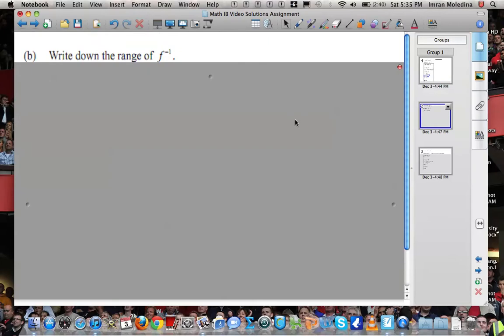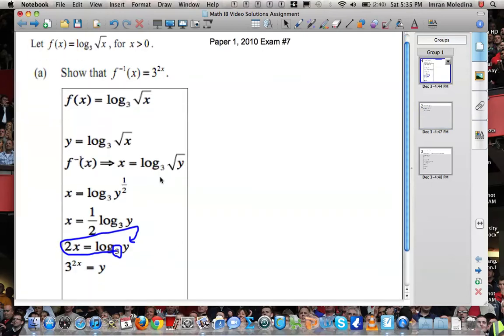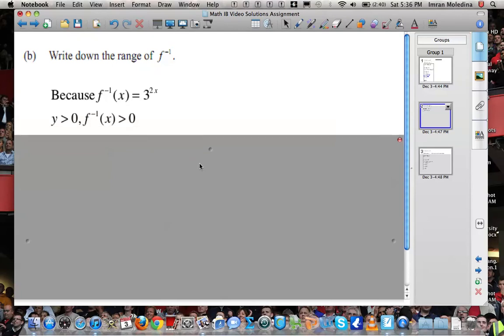Now moving on to part B, it says write down the range of the inverse function f to the negative 1. So because, as we know from the previous question, the inverse function equals 3 to the power of 2x, because it's an exponent form like that, no matter what x is, y will always be positive. So the answer therefore has to be y must be greater than 0, so the inverse function of x must be greater than 0, because no matter what number you have here, whether it's positive, negative, or a fraction, never will y be 0. Never will y be less than 0. So therefore y must be greater than 0, and the inverse function of x must be greater than 0.